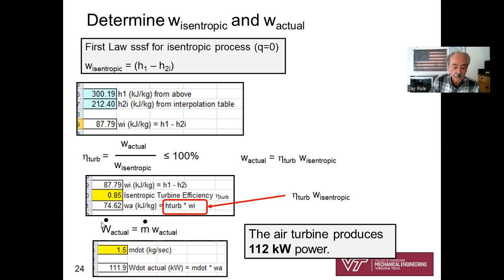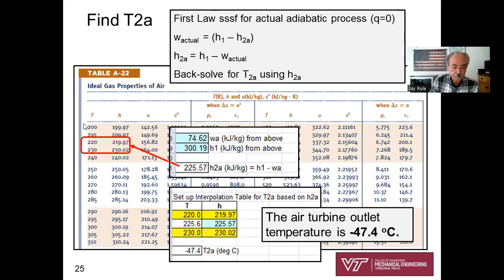Finally, we're looking for the output power. W dot is m dot times little w. We do the math, 1.5 kilograms per second times 74.62 to get 112 kilowatts. We're halfway there, okay? But we've got to find the actual outlet temperature.